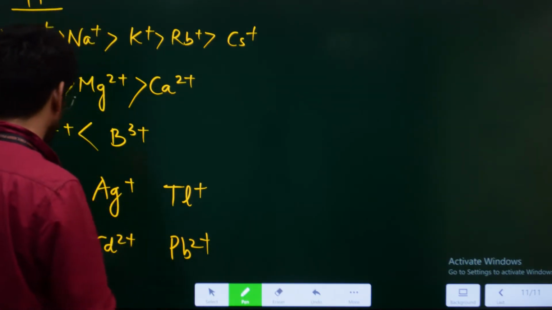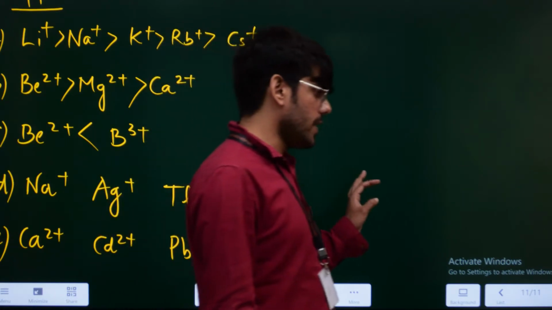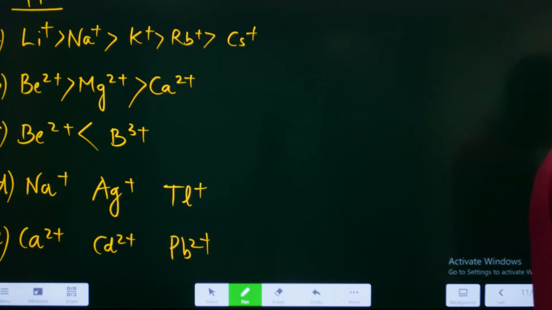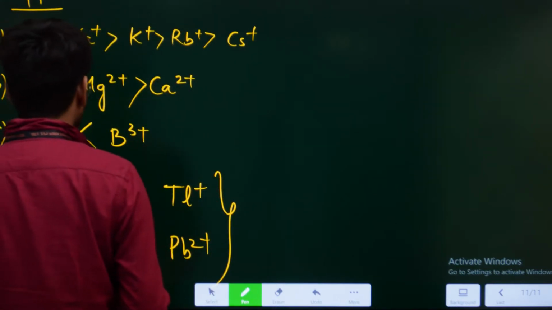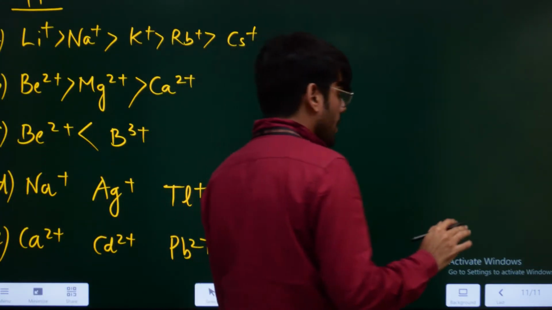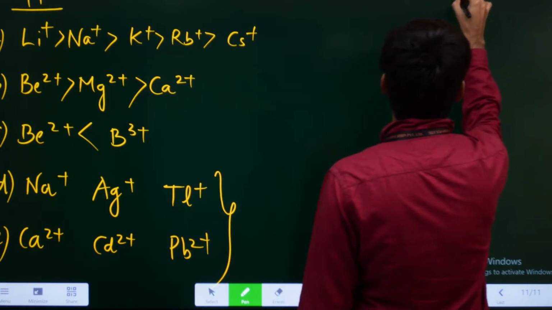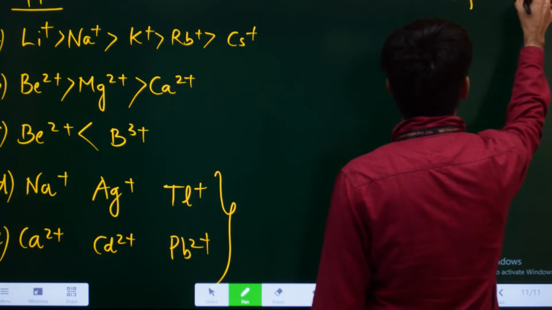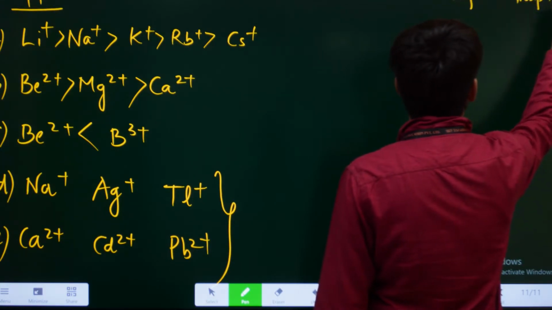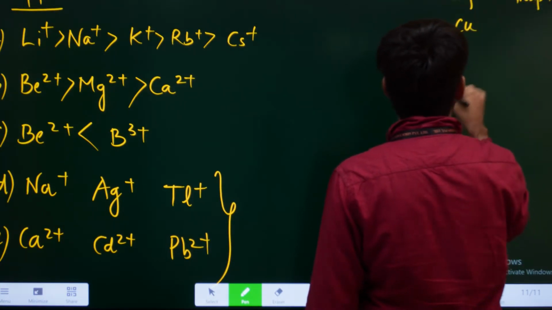Na positive is maximum? No. Think about it. See, I need to tell you something. First of all, if you clearly see group number 11 and group number 12, in 11 I have copper.